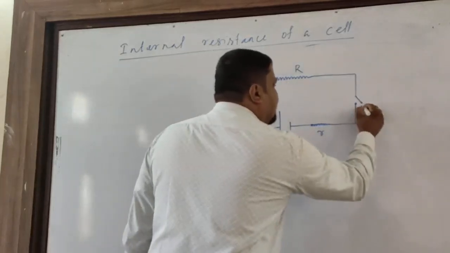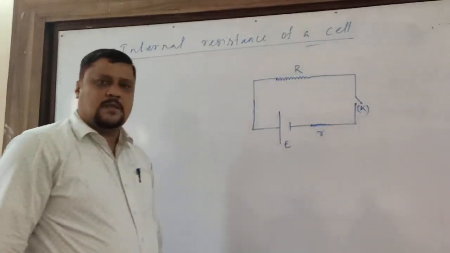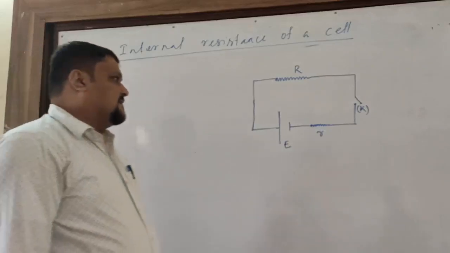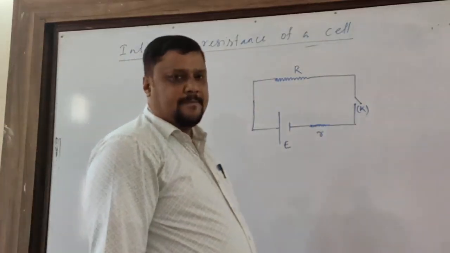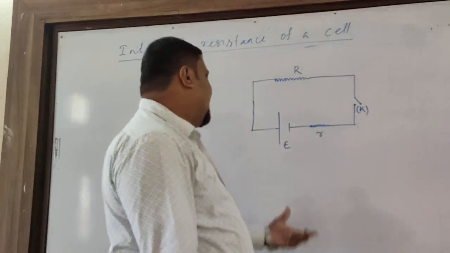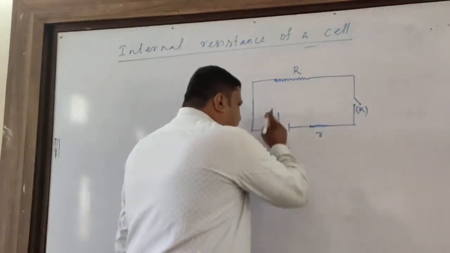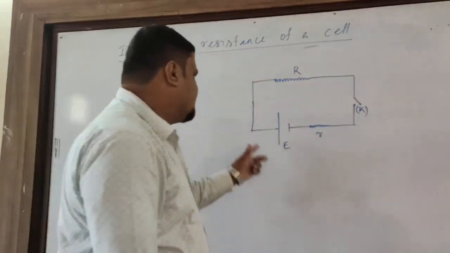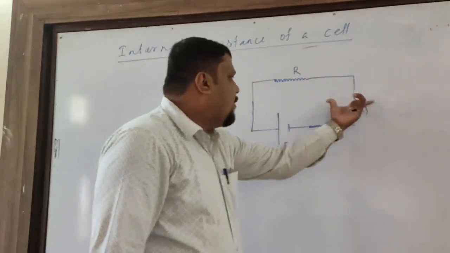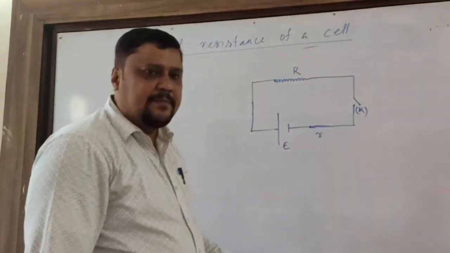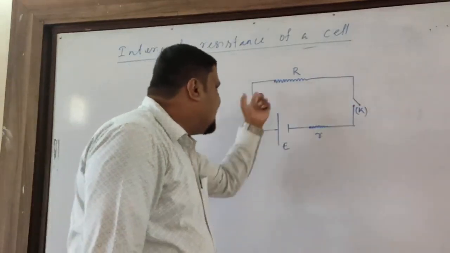There is a key. When the key is open, if I use a voltmeter and measure the potential difference in the circuit, now it is an open circuit. That will give me what? That will give me the EMF.